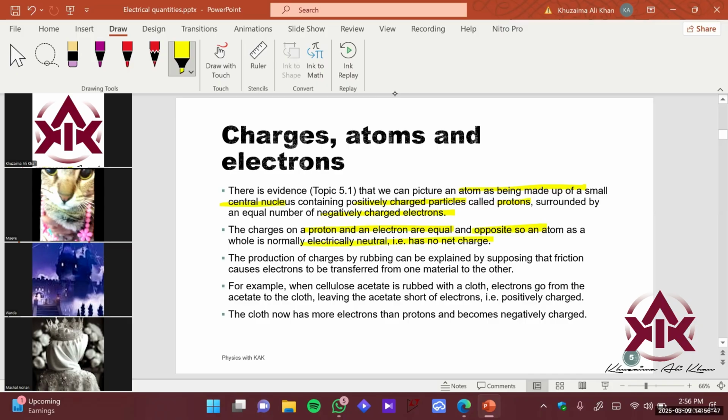It has no net charge. The production of charges by rubbing can be explained by supposing that friction causes electrons to be transferred from one material to another. So when cellulose acetate is rubbed with a cloth, electrons go from the acetate to the cloth, leaving the acetate short of electrons, positively charged. The cloth now has more electrons, which makes it negatively charged, right?